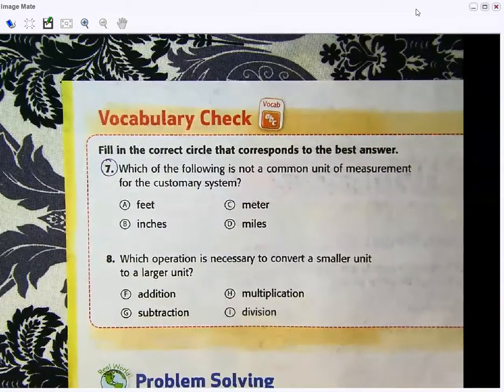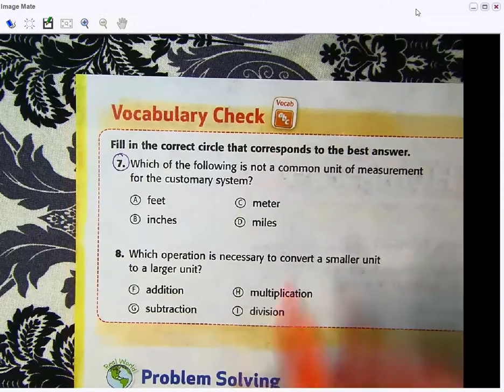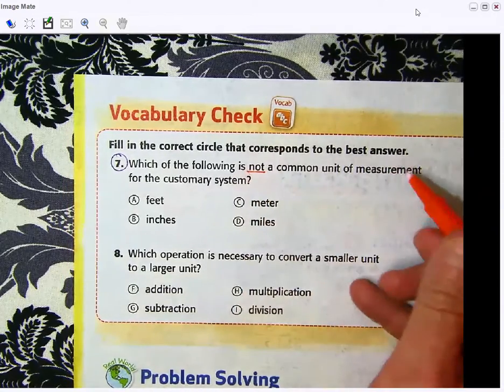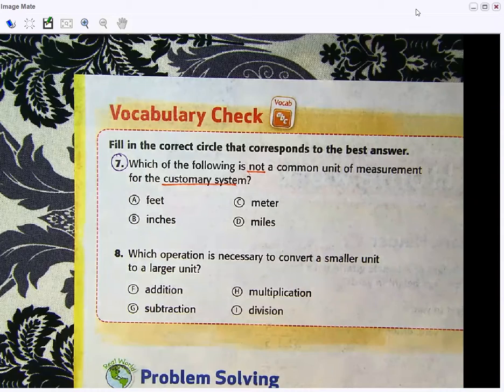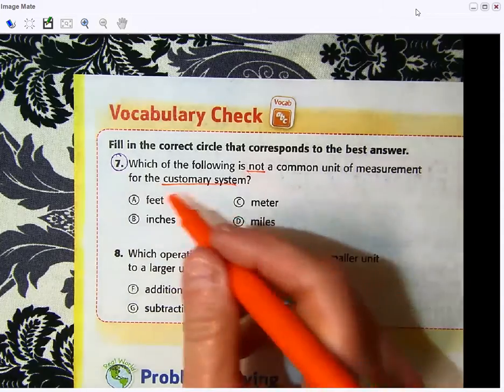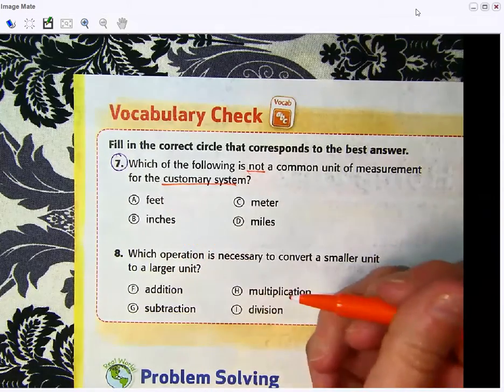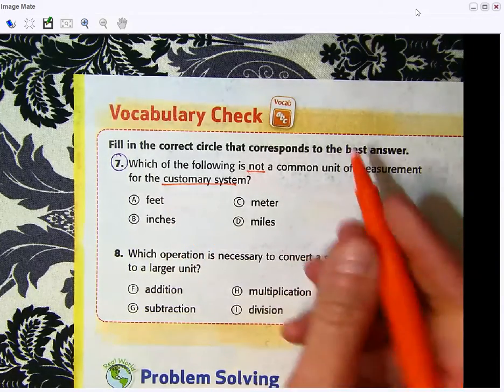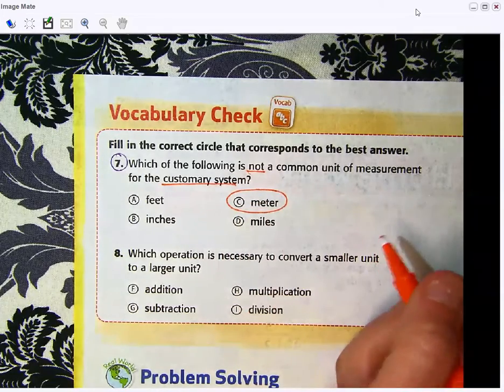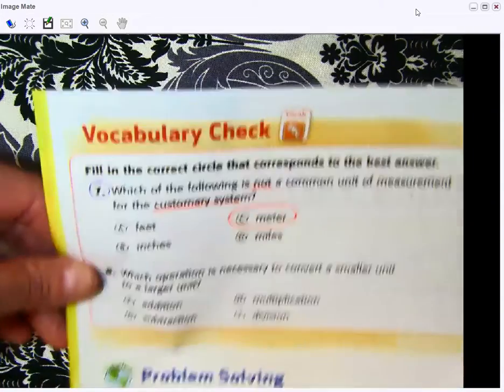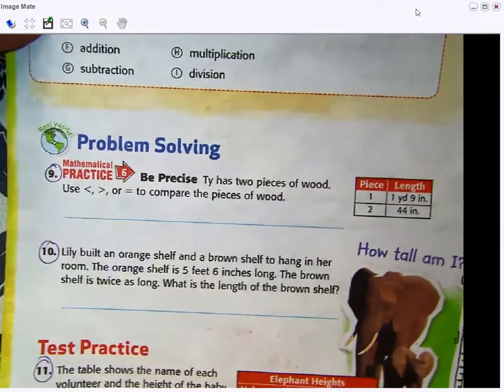Look at number 7. Which of the following is not a common unit of measurement for the customary system? Again, make sure you're pausing, get your answer, and then replay to find out if you are correct. Well, we know that feet, inches, and miles are all U.S. customary. We know that the meter is the metric system.